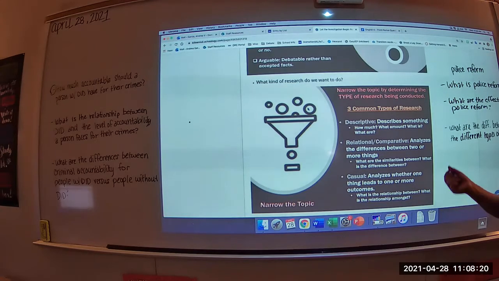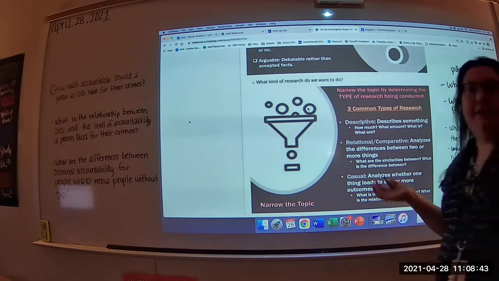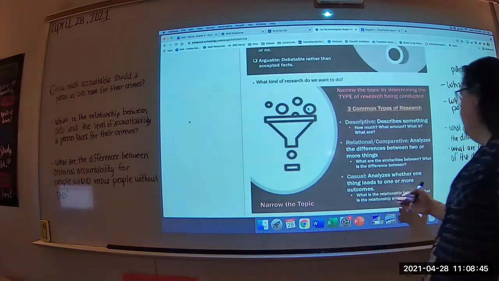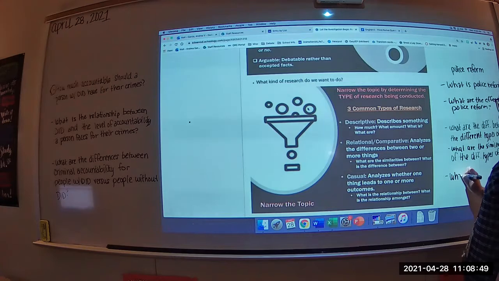Right? We could even say the similarities. What are the similarities? What's different? Of the different types of police reform? These are simple, right? That definitely starts me off. What about a causal? What is the relationship between the different types of police reform?